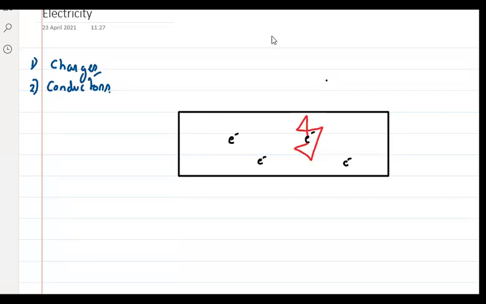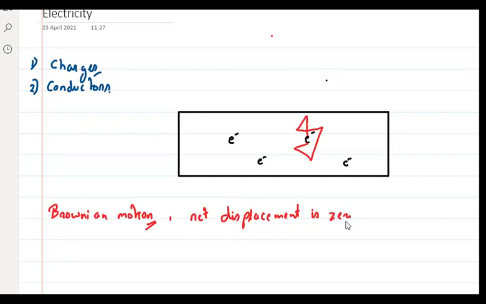So this is what happens when a conductor is placed without any driving force. I can say this motion of electron is called Brownian motion. Or the random motion of the electron without any driving force is called Brownian motion. So in this case, the net displacement is zero. Net displacement is zero. I hope this is clear.